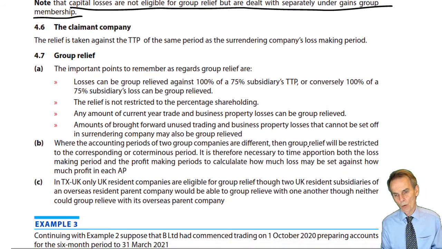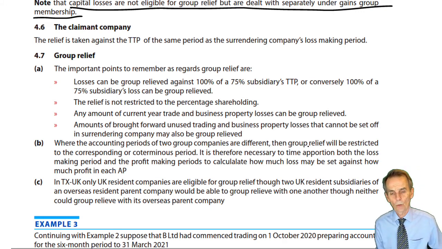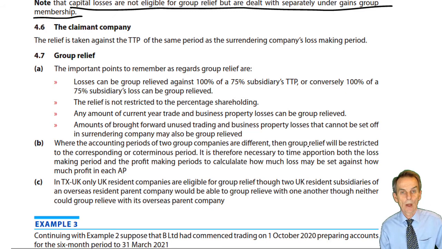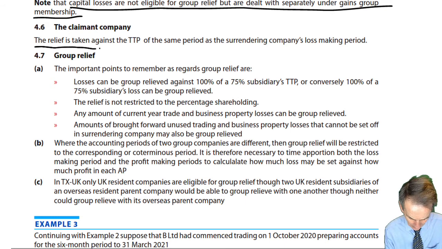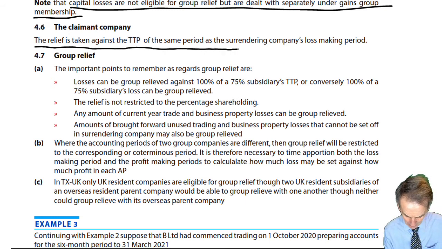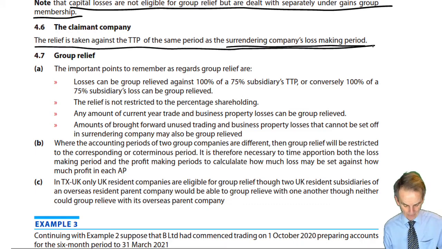So that allows us, when we look at the loss maker, to identify how much of its losses, be they current period or brought forward losses, would now be eligible for surrender within the effective 75% group. We also know that when you surrender that loss to the claimant company, the profit-making company, the relief is taken against the TTP of the same period as the surrendering company's loss-making period.